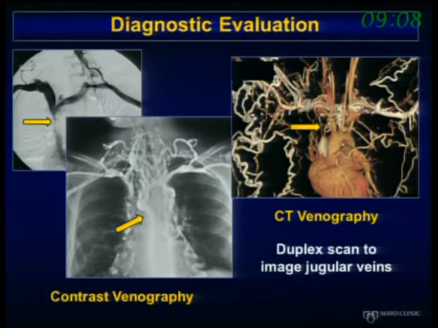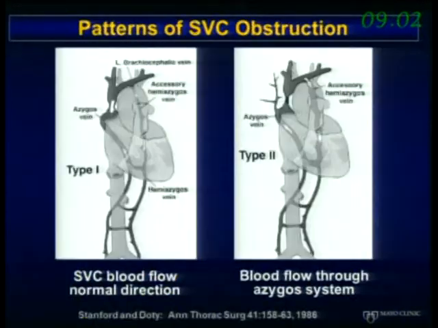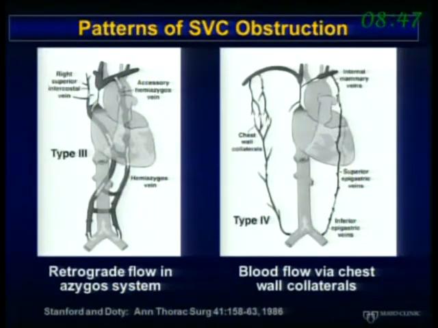The diagnostic evaluation really involves CT or MR venography or standard venography, depending on the patient's circumstance. And that's really to help define patterns of drainage related to the obstruction as described by Stanford and Doty a number of years ago. Basically for types 1 and 2, flow is antegrade through the SVC or the azygos system. And in more advanced cases, in stage 3, the flow is retrograde through the azygos system. And then when both those systems are obstructed is when you get the dilatation of the abdominal and chest wall veins.